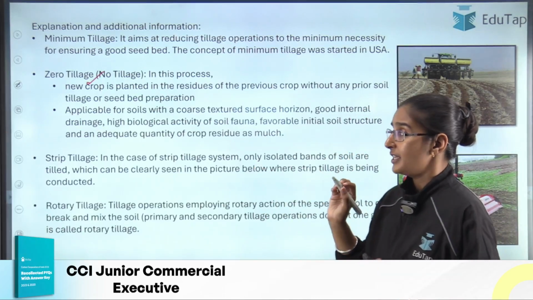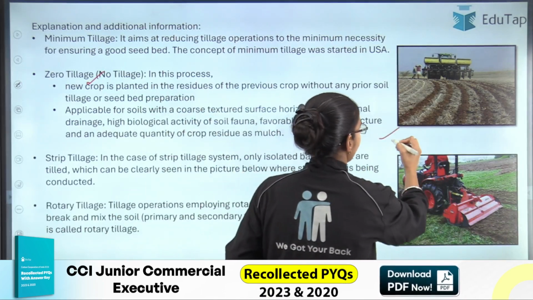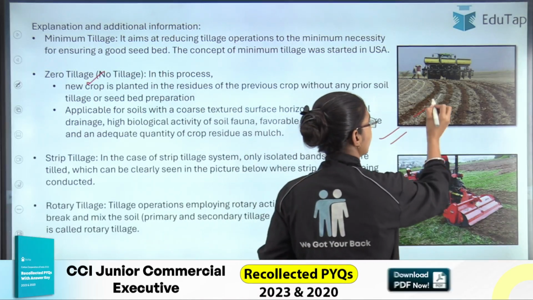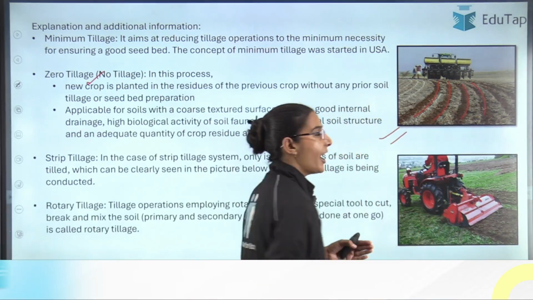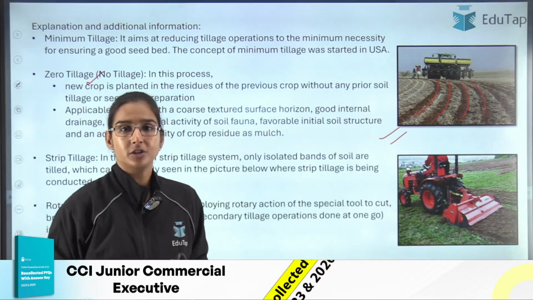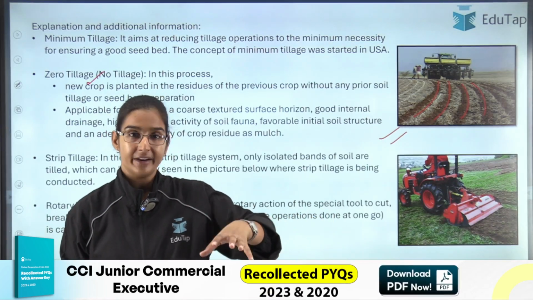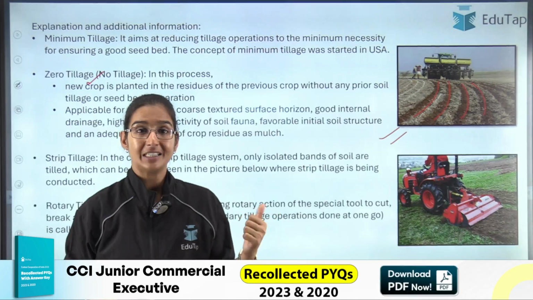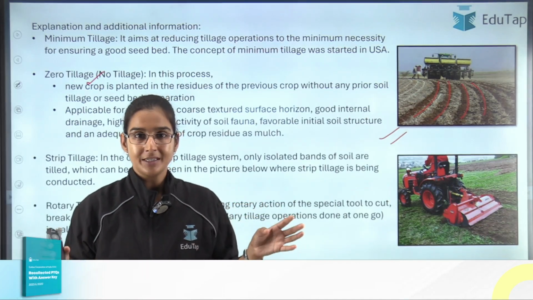Then we have the strip tillage. See, as you can see in this picture, in the strip tillage, instead of tilling the entire field, we just carry out the tillage operations for certain specific strips, right, where we have to grow the crops? Because the crops will not be grown in the entire field. We have to plant them in a manner, as I have told you previously, to ensure that there is even distribution of the plants as well, right?